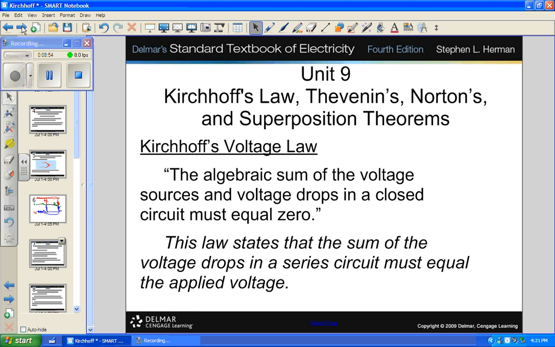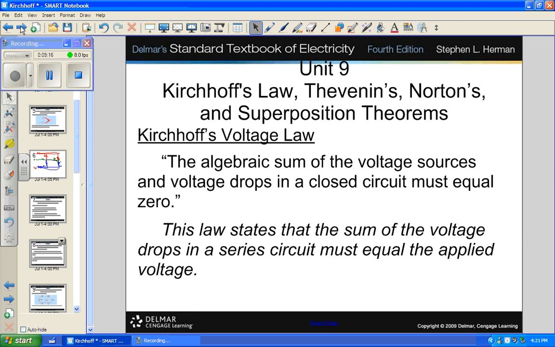Kirchhoff's voltage law. We've seen this someplace. Where have we seen ET is equal to E1 plus E2 plus E3 plus E4? That's Kirchhoff's law. That is his rule. He developed that idea. The sum of voltage sources and voltage drops in a closed circuit must equal 0. What comes in must equal what is supplied, right?